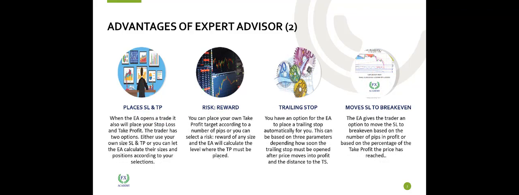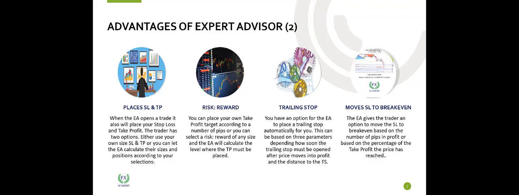Then, of course, it will also have options to place your stop loss and take profit. In both cases, you have two options each. In the stop loss, you can determine your own stop loss size by having a look at the chart, measuring it, and putting it into the expert advisor. Or you can ask the expert advisor to calculate it for you, looking at the best swing high, swing low position where you will place your stop loss. The take profit target, the same.